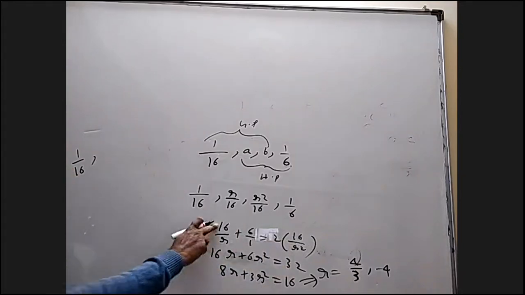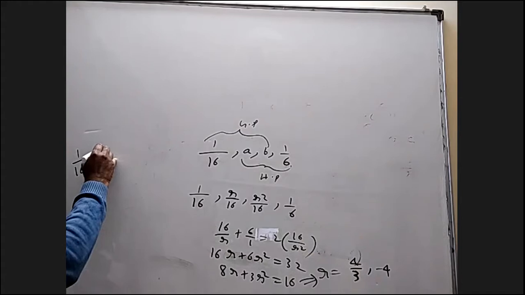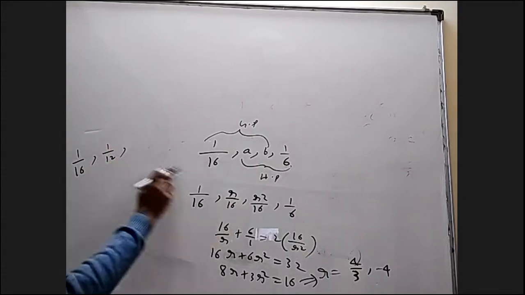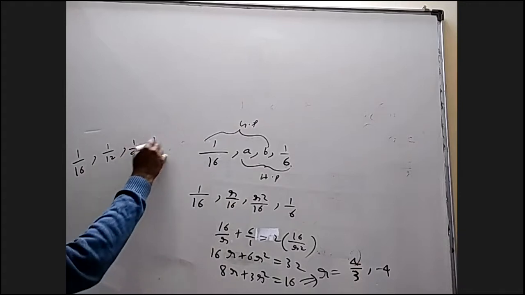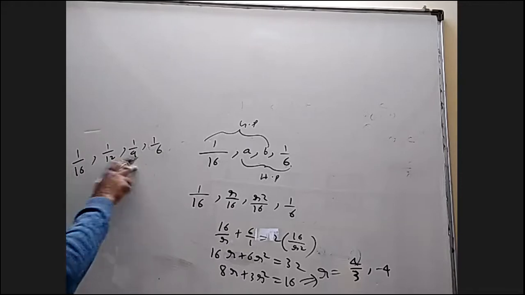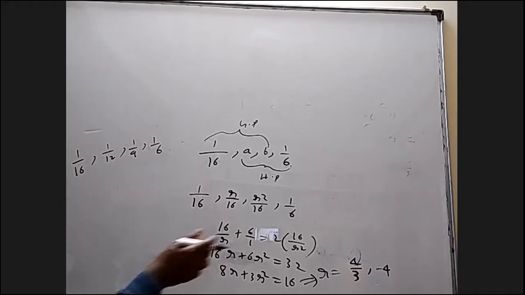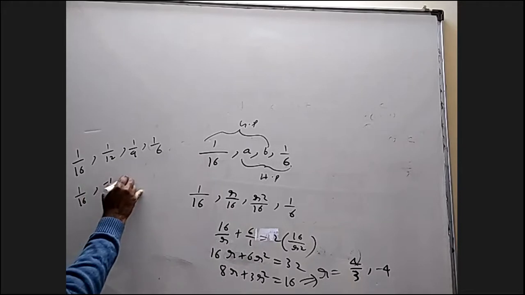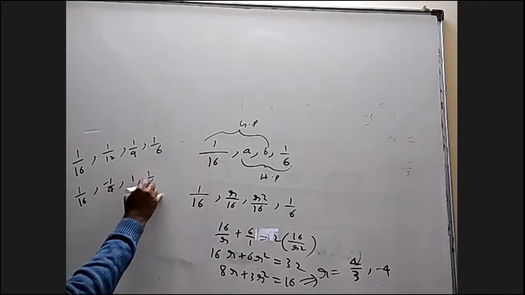So if you put 4/3 here, this is 4/3 means 1/12. If I put 4/3 here, 1/9, and this is 1/6. You can easily say 6, 9, 12 are in AP and these are in GP. Okay, that is one case. If I put -4, 1/16, -1/4, and 1 and 1/6.